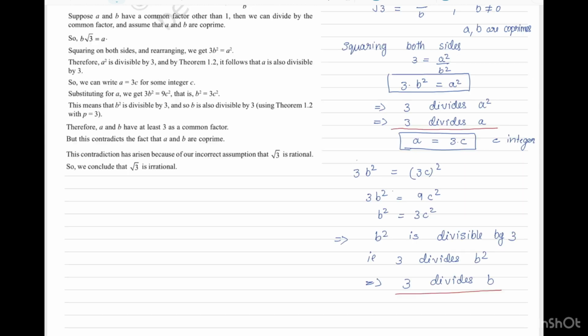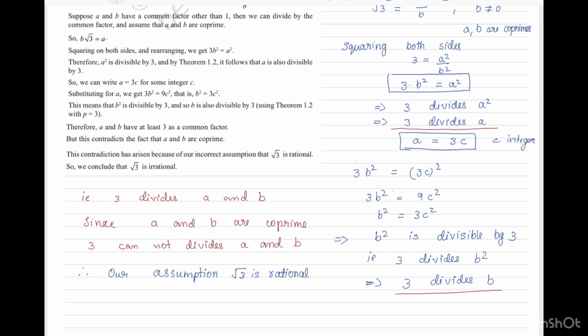So we got 3 divides a, also 3 divides b. Since a and b are coprimes, 3 cannot divide both a and b, so our assumption that root 3 is rational is not true. Therefore, root 3 is irrational.